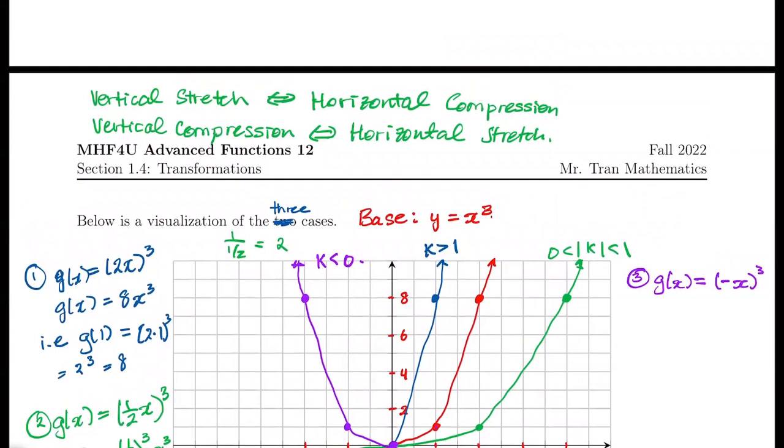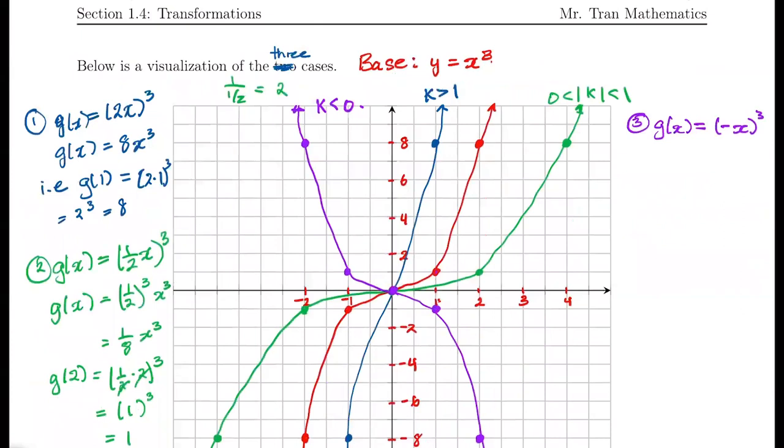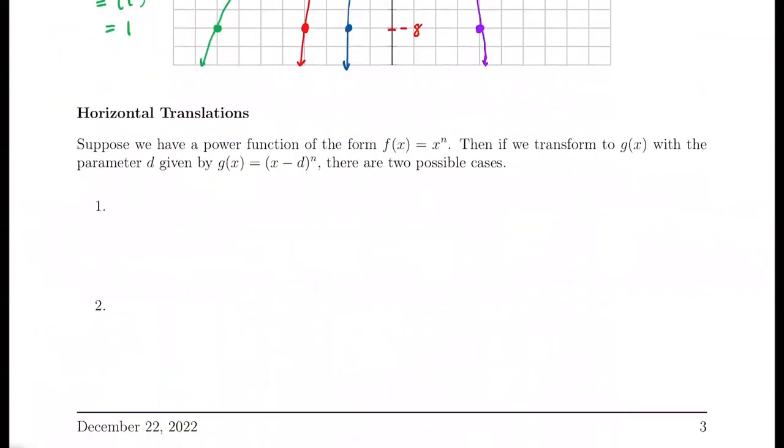Now let's have a look at the other two parameters, which are going to be the translations. So the first thing that we'll have a look at is the horizontal translations. So once again, we have a base function of f of x is equal to x to the n. And if we want to transform it to g of x with the parameter d given by x minus d to the power n, so what we did here is simply take the base function and we put everything with x minus d here.